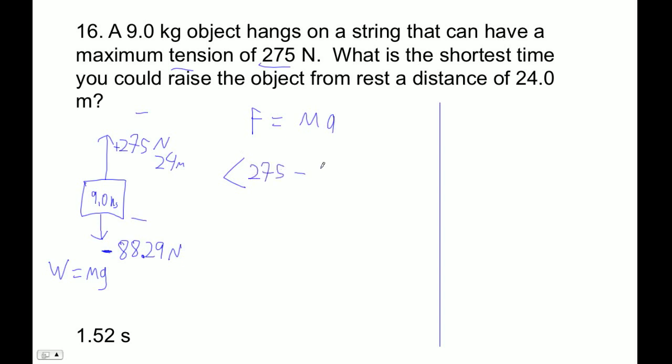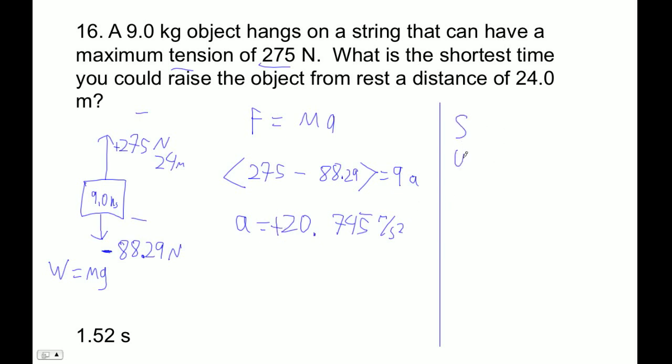275 minus 88.29 equals 9 times a, right? Okay, so divided by 9, let's see, 20.7, so the acceleration is 20.745. It's a lot of 5s, meters per second squared, right? Now we're ready. We've got the acceleration. That's a positive acceleration, right?